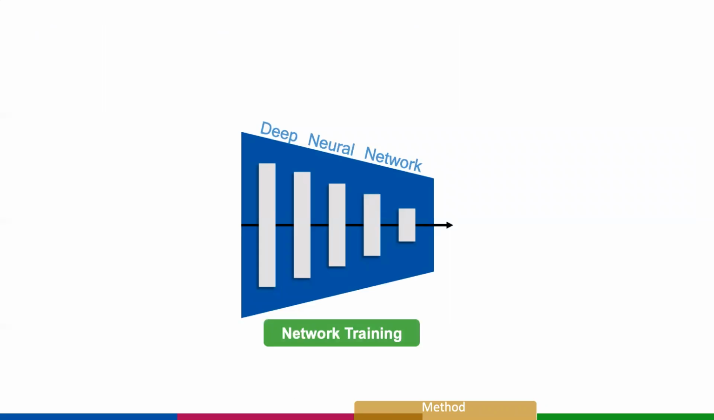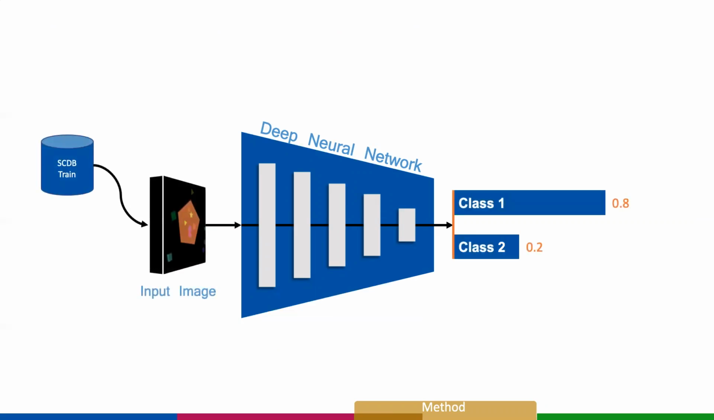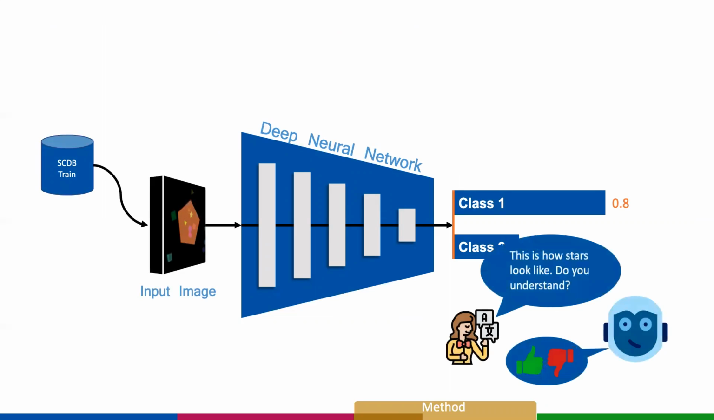We first start by training a usual convolutional neural network using the training images from SCDB. Once the network performs sufficiently on the main classification task, we are interested in the role of concepts during classification. For each concept, we want to know whether the network is able to recognize the concept if it appears in an image. The idea of TCAF is to show the network a bunch of images that are labeled as containing star and others that do not.